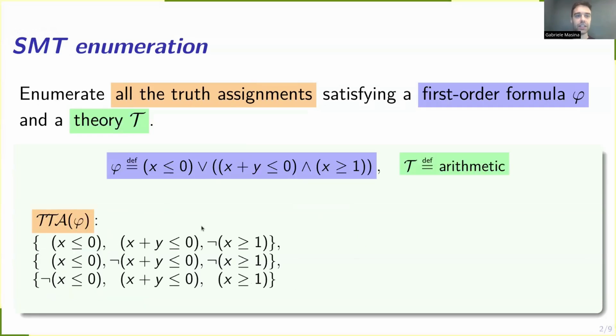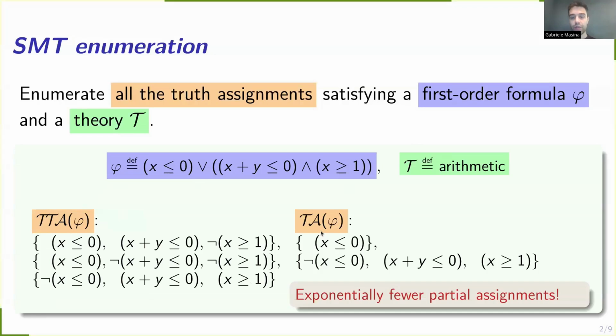This task extends naturally to SMT, where we want to enumerate all the truth assignments satisfying a first-order formula phi and a theory T. Consider, for instance, this formula here and the theory of arithmetic. Then TTA of phi is the set of all total truth assignments satisfying both phi and T. Also in this case, we look for short partial truth assignments, each representing up to exponentially many total truth assignments.